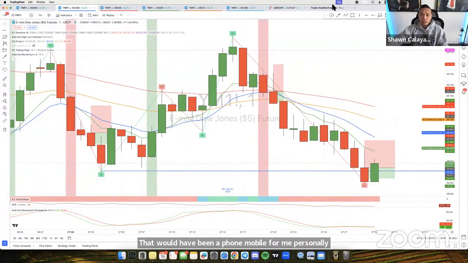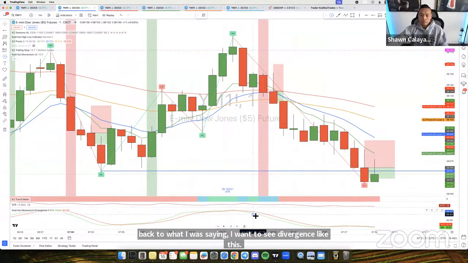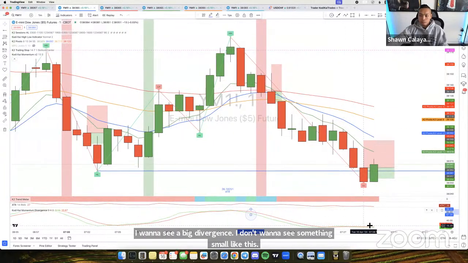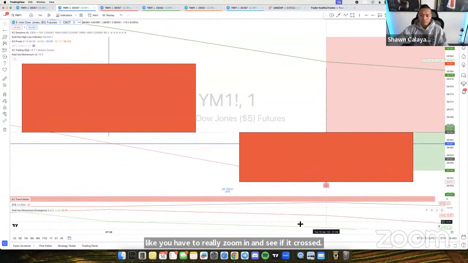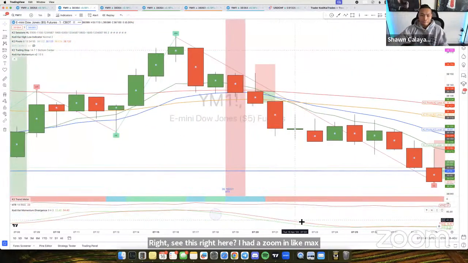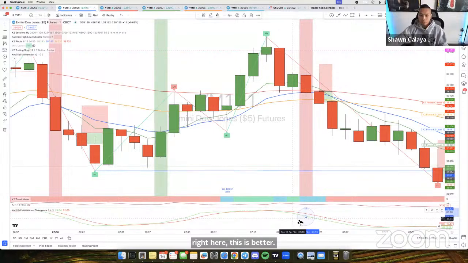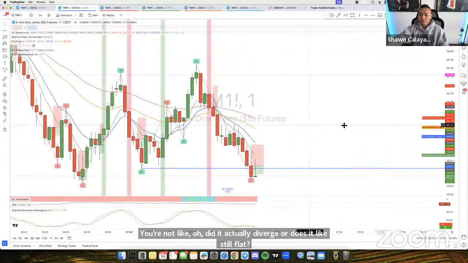But going back to what I was saying, I want to see divergence like this, right? I want to see a big divergence. I don't want to see something small like this. This divergence is cool, but you have to really zoom in to see if it crossed, right? See this right here? I had to zoom in like max zoom to see if it crossed right there. But yeah, when the divergence is pretty clear like this right here, this is better. It's way better because you don't have to worry about it. You're not like, oh, did it actually diverge or is it still flat? But yeah, nice work, guys, for whoever caught it.